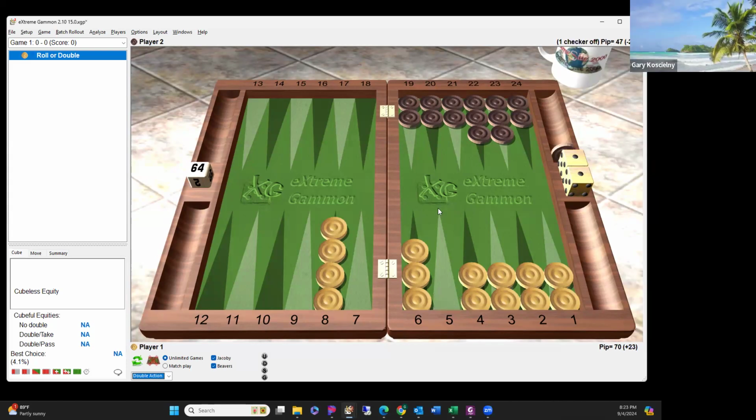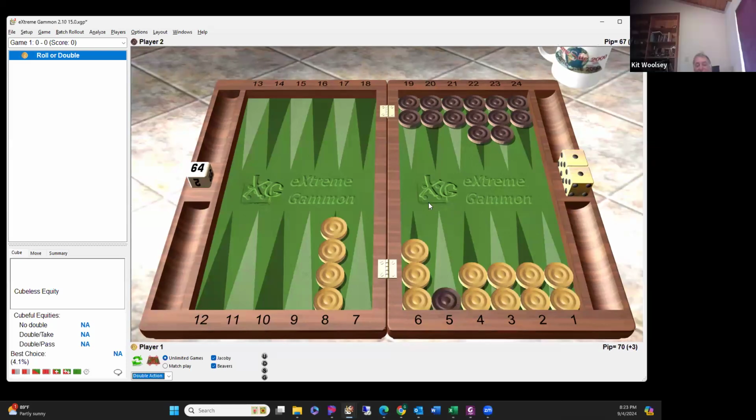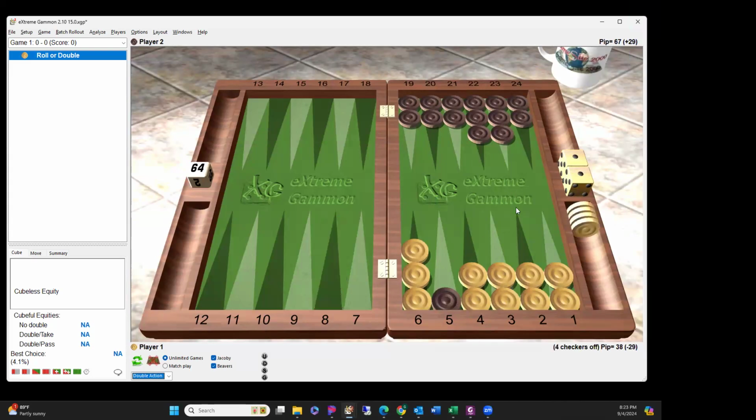Well, it's not. I mean, it's better, obviously. It's 8 pips better. That's a full roll pretty much. It's not a full roll in this position. That's what I'm trying to say. Why do you say it's not a full roll in this position? Well, look at the position. You can have 6 men on the 2 point. I see what you mean. So what you're saying is double 6s gives you this.